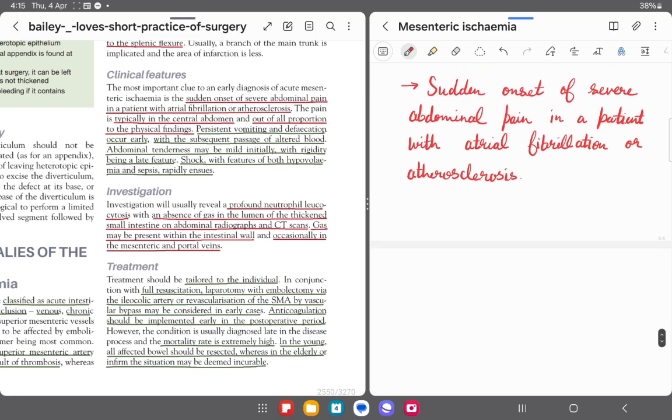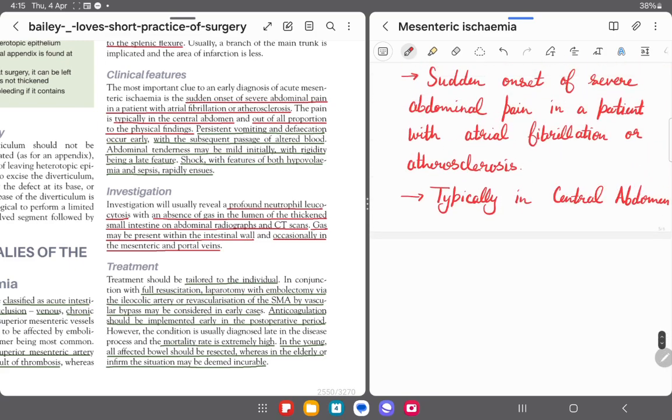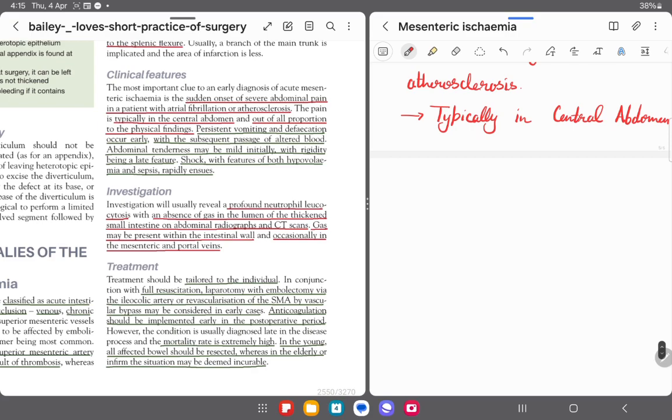And the pain is typically in central abdomen. Pain will be typically in central abdomen and out of all proportion to physical findings.